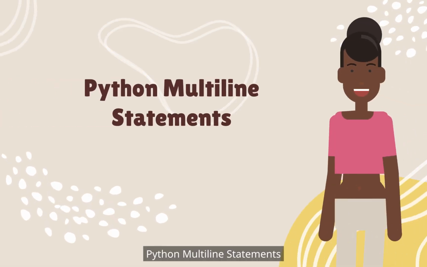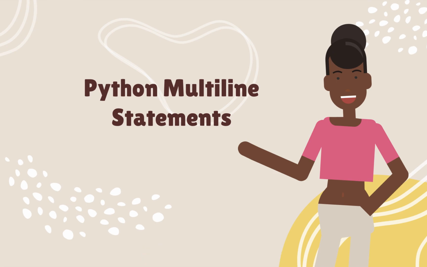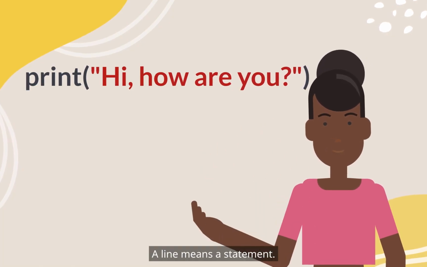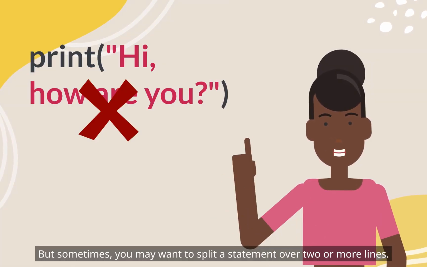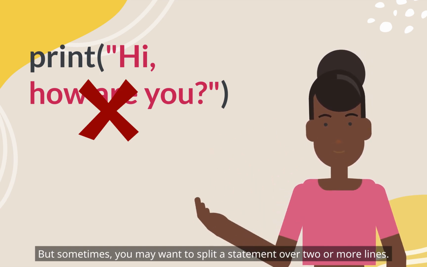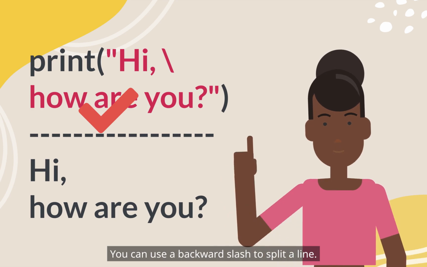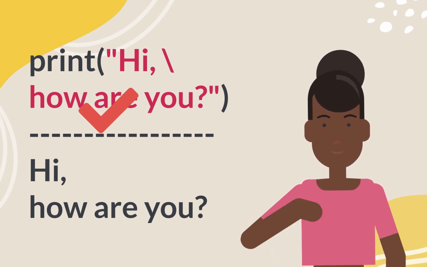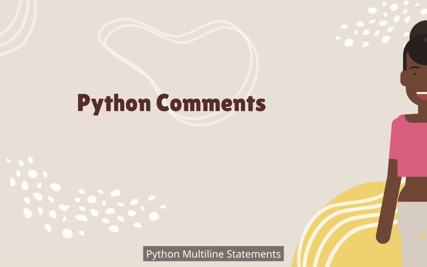Python multiline statements. A line means a statement. But sometimes, you may want to split a statement over 2 or more lines. You can use a backward slash to split a line.